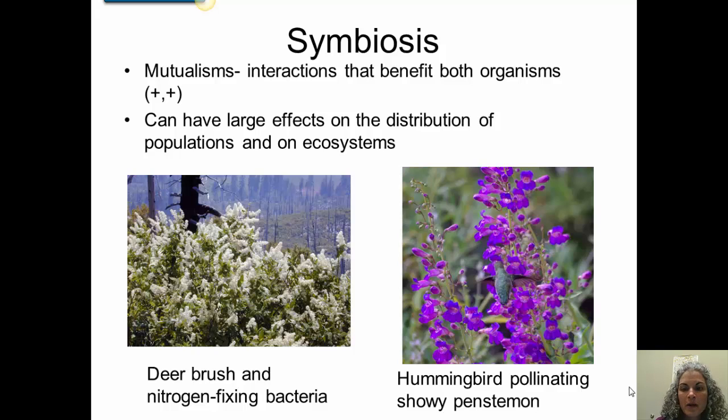The other mutualism that I have pictured here is pollination. So pollination benefits plants because it helps them reproduce sexually. It benefits the pollinators, which in this case you might not be able to see it, but there's a hummingbird there. It's benefited because it's drinking nectar from the plant. So it's getting a food source, the plant is getting reproduction.